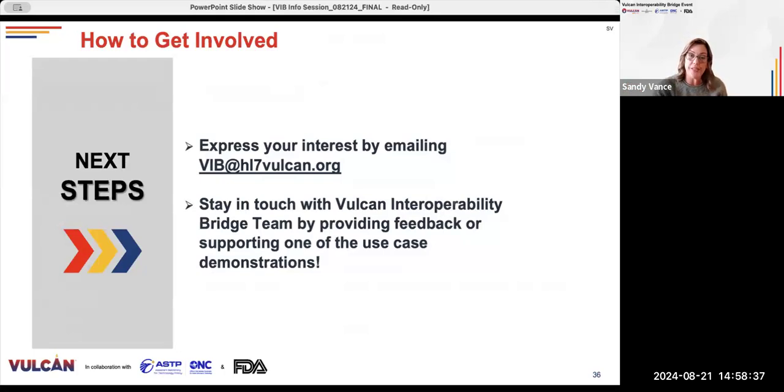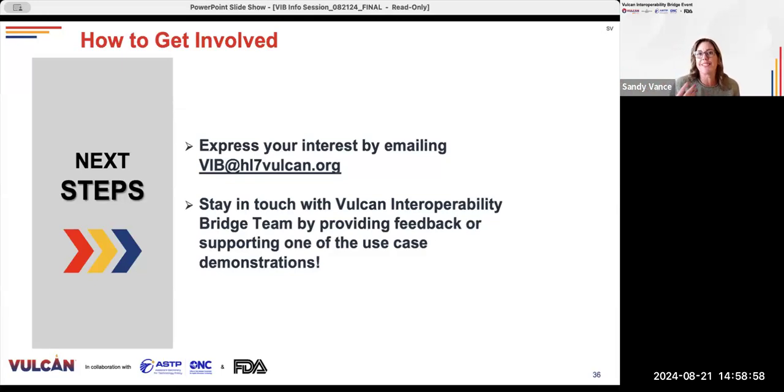So in order to express interest, we ask that you email vib@hl7vulcan.org. That's this email here on the slide. And you can get in touch with us if you have feedback on one of the use cases that you've seen. If you're interested in participating at the technical level, we're happy to talk with you.